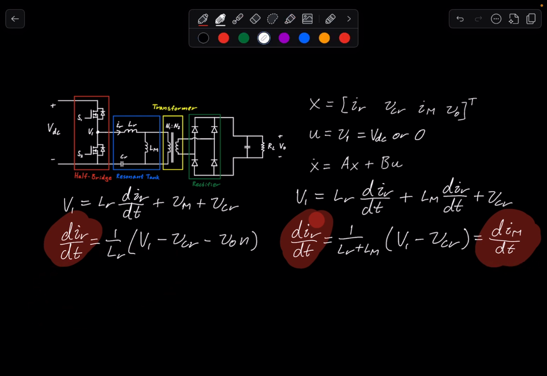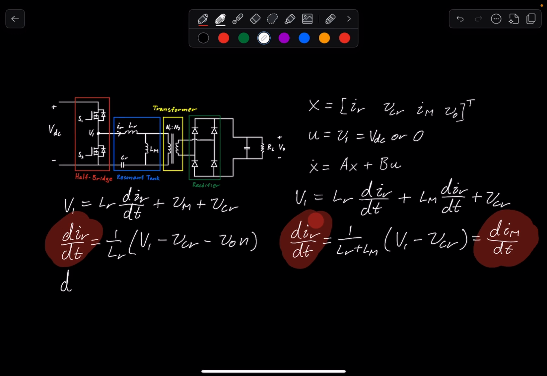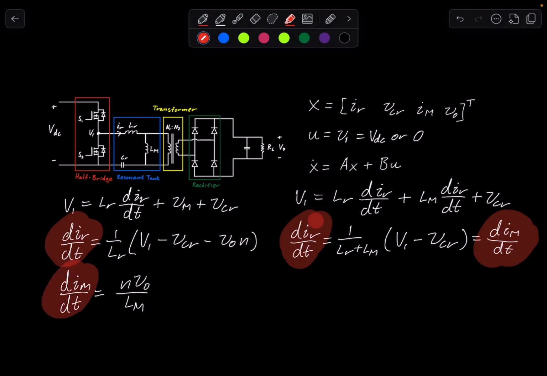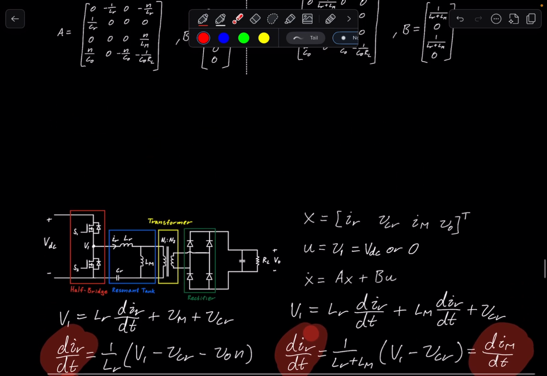So we can do that. And then we know that it will be equal to, we just simply use the same formula. So we have N VO over LM, which is pretty simple. So now we have this one as well. So what we miss now is VCR and VO. So those will be the same for both different scenarios. So I will just continue over here.